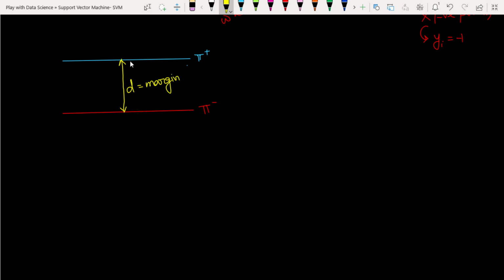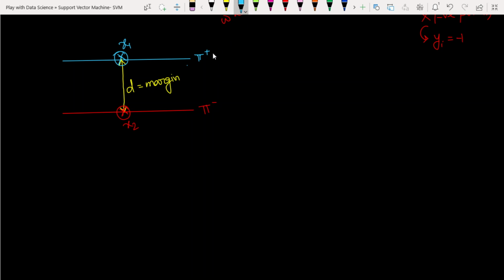Now we are interested in finding this d. Let's take one of our support vectors, lying here, and call this support vector x1. Suppose another support vector is here, the negative support vector, and we denote it x2.